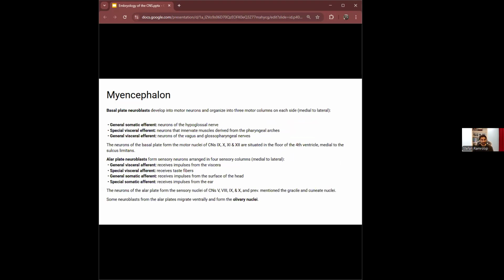In the developing myelencephalon, the basal and alar plates give rise to a characteristic columnar arrangement of motor and sensory nuclei that define the adult medulla. So again, you have your general somatic efferent column, which lies closest to the midline and gives rise to the hypoglossal nucleus, which supplies the intrinsic and extrinsic muscles of the tongue.